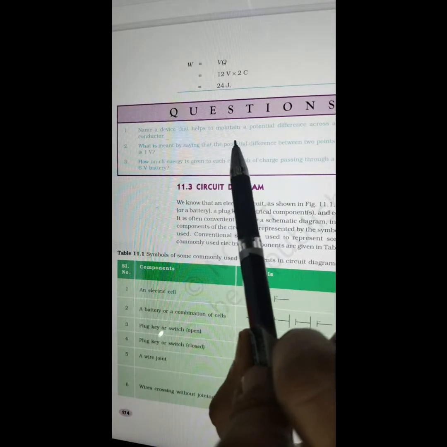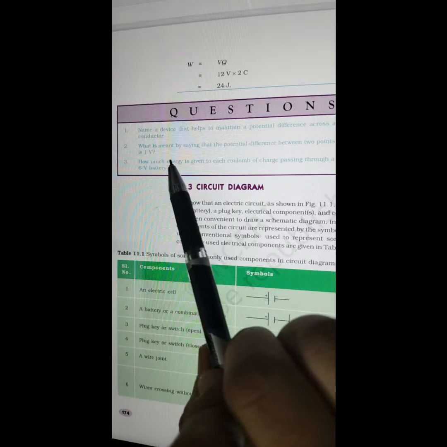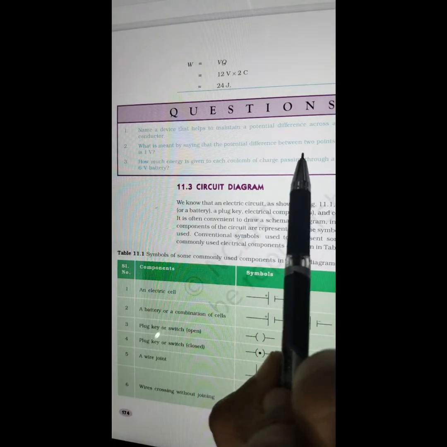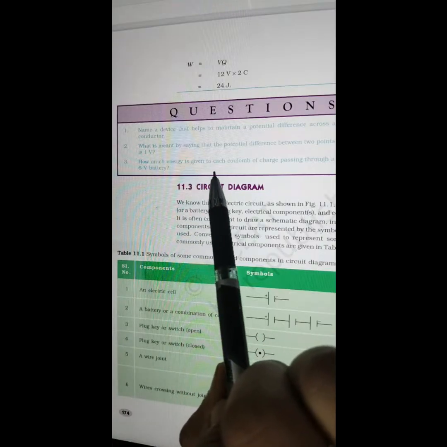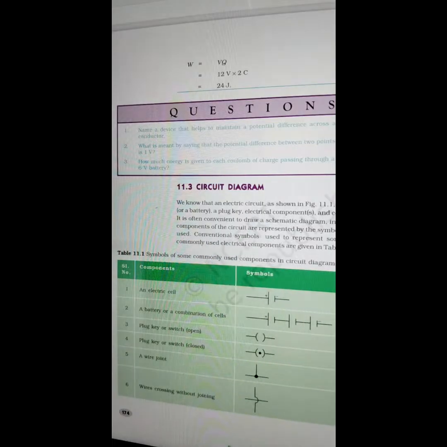In-text questions. 1. Name a device that helps to maintain a potential difference across a conductor. 2. What is meant by saying that the potential difference between 2 points is 1 volt? 3. How much energy is given to each coulomb of charge passing through a 6-volt battery?